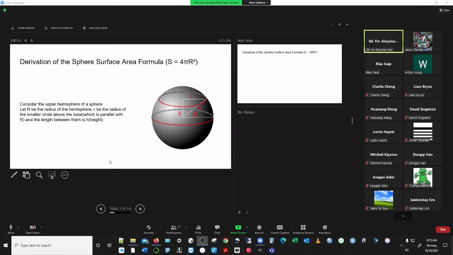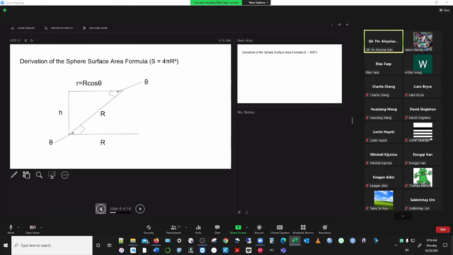Radius of the smaller circle above. Please note that capital R is parallel to lowercase r, and the length between capital R and lowercase r is h, or we call it a height. Next page.